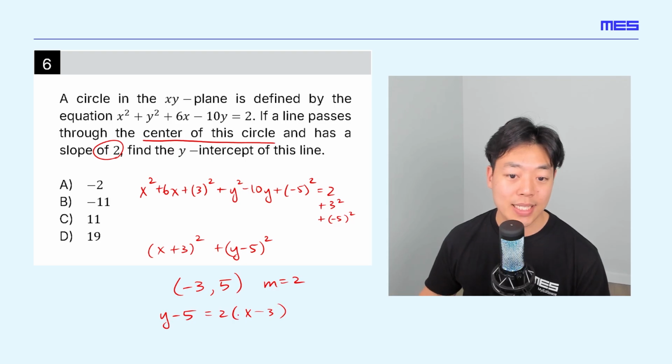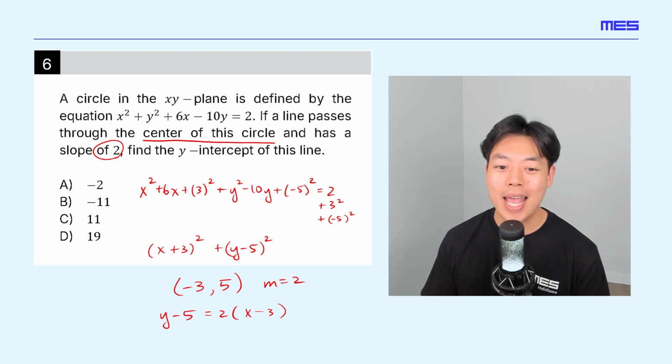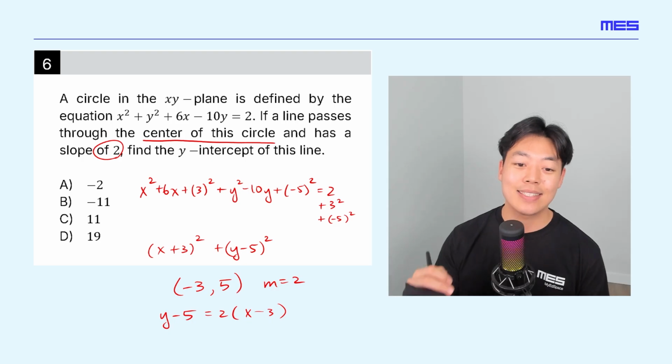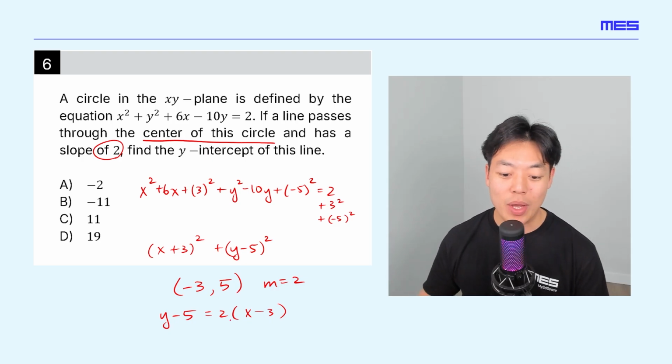And once we plug in x equals 0, because that's how we get the y-intercept, any point on the y-axis has x equal to 0. That'll give us negative 6 here. Add a 5. Y is equal to negative 1. Oh, let's try that again. Plug in a 0.